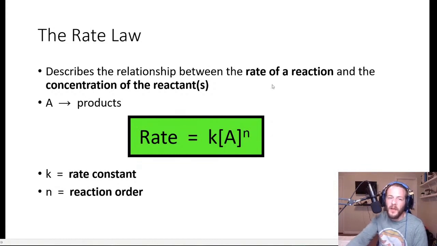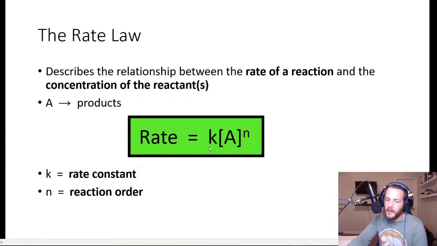Anyway, so rate law, right? It describes the relationship between the rate of a reaction and the concentration of the reactants. So let's just assume, for simplicity at this point, that we have a single reactant reaction. We have a chemical reaction in which one reactant, which we'll call A, decomposes into products.